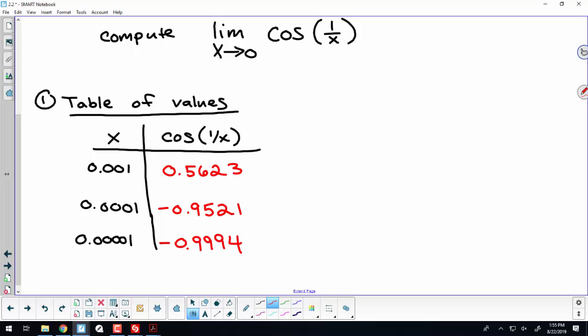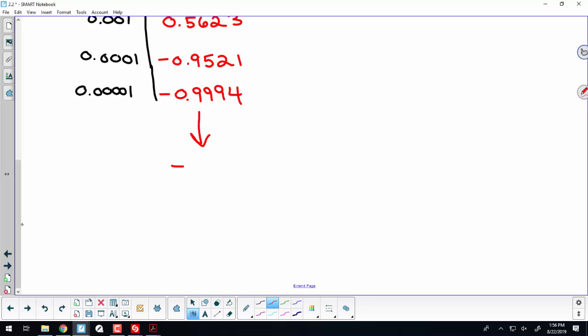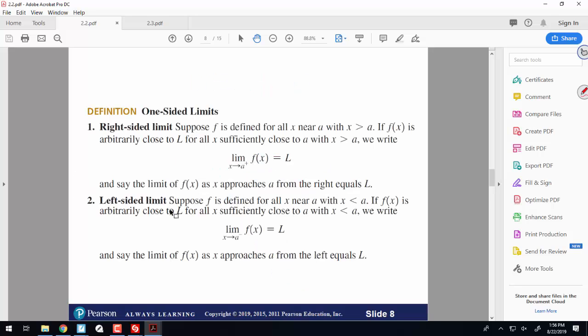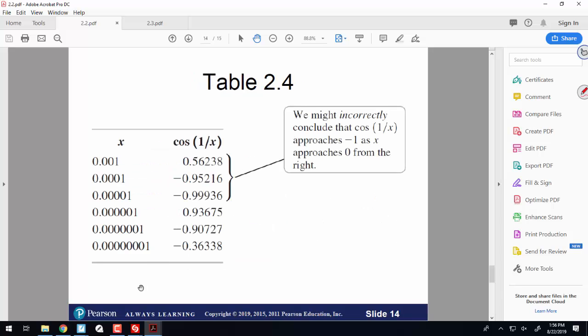Okay. So if we just said, all right, well, those values are pretty close to 0, what does it look like is happening to the limit? Looks like it's approaching -1, right? Is this getting closer to -1? If you want, you can keep computing values. I'm just going to put in the table from your slides here from the textbook.